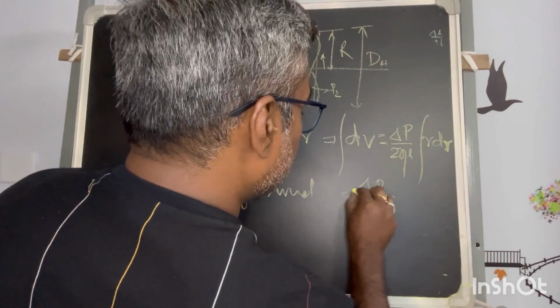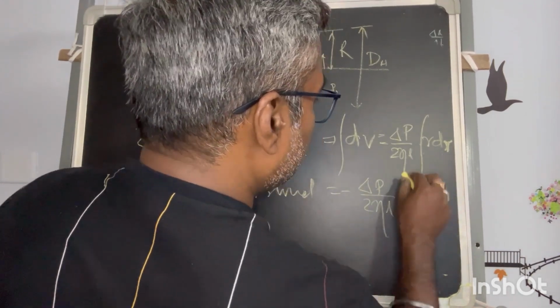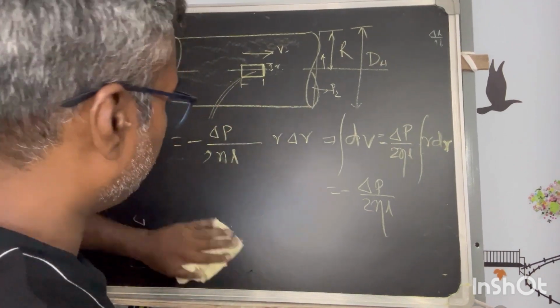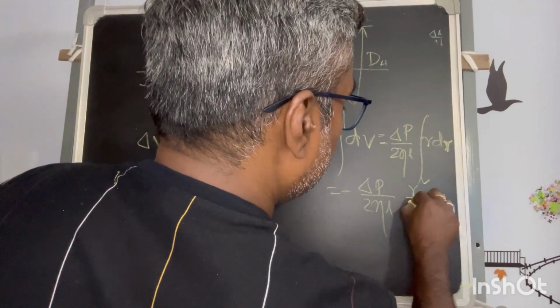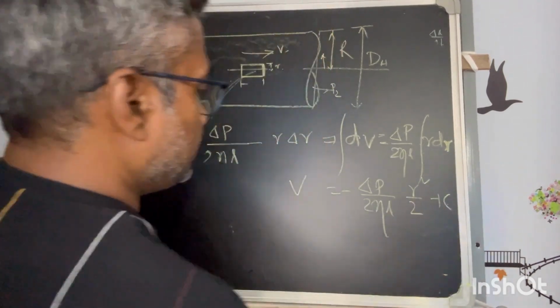So minus will come, 2 eta L, and if we integrate that, that will become v, and this will become r square by 2, since r dr integrates to r square by 2, plus one constant will come.